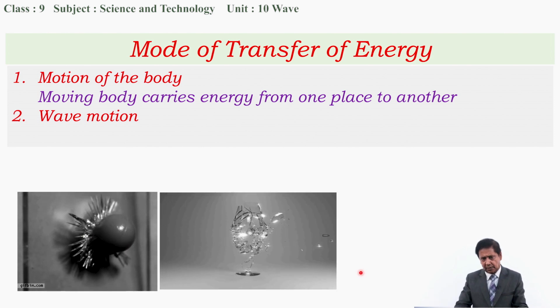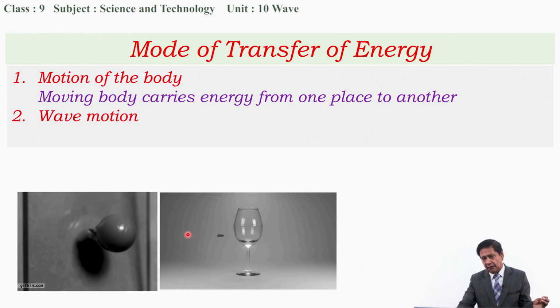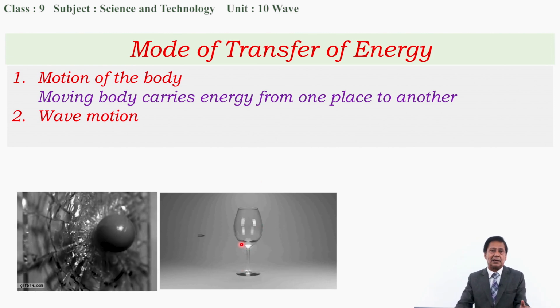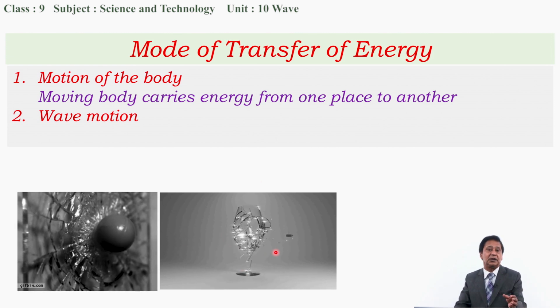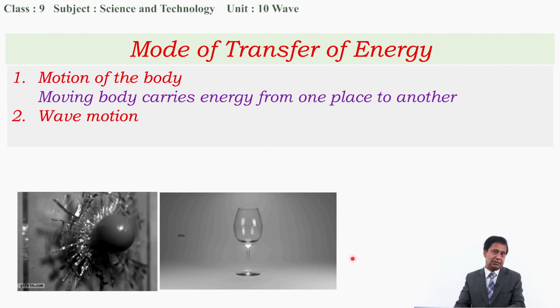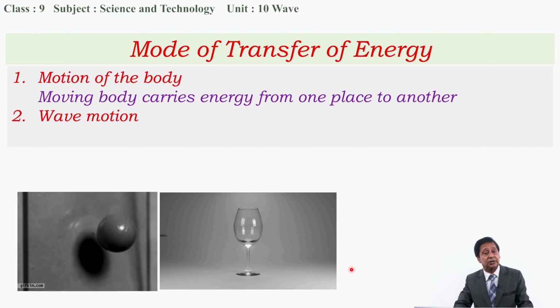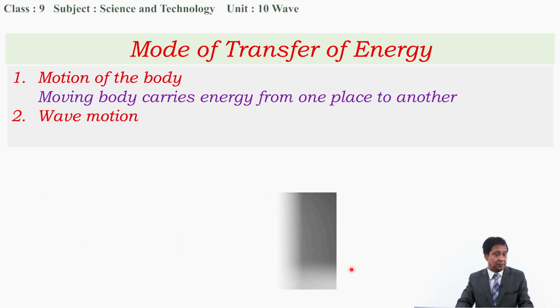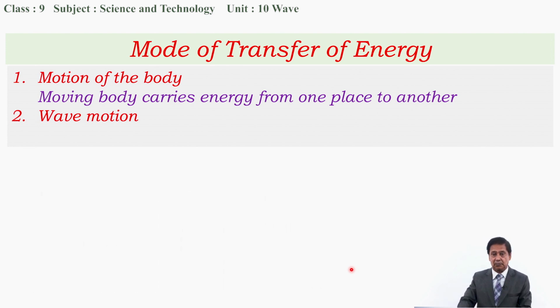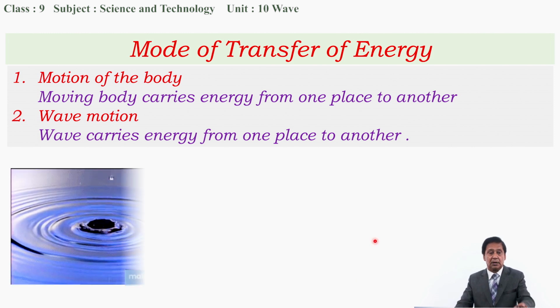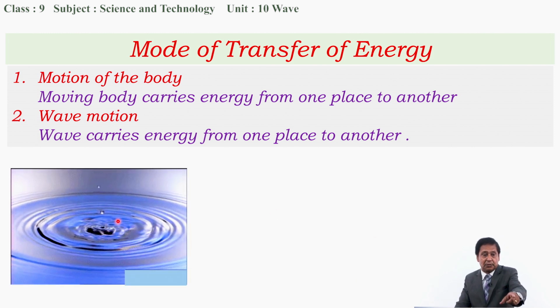Look at this another one. When a fast moving object strikes this wine glass, then the wine glass will break. The moving object carries energy from one place to another place. And the second method of transmission of energy from one place to another place is wave motion. Wave carries energy from one place to another place. That was explained in this example also.